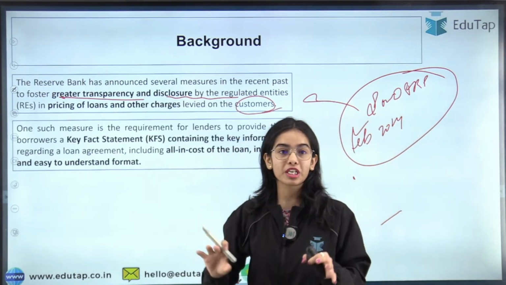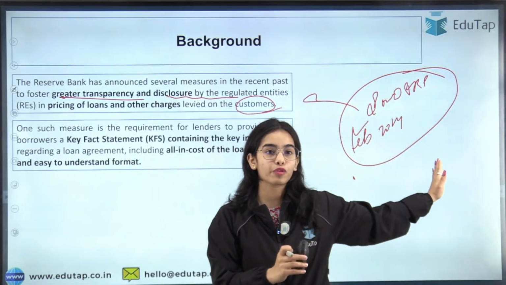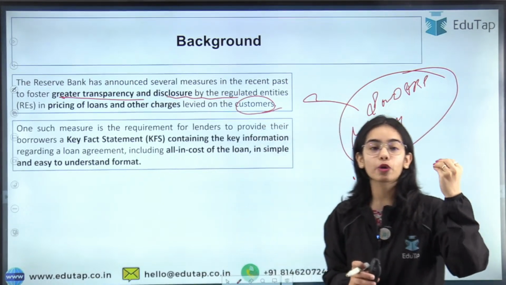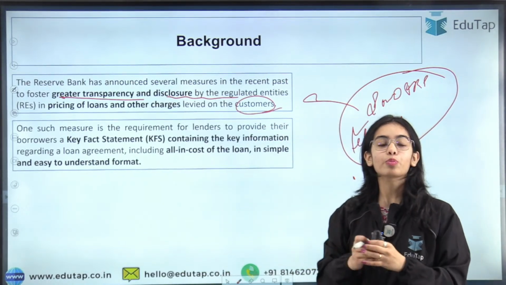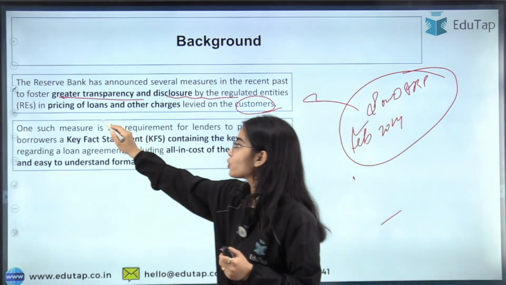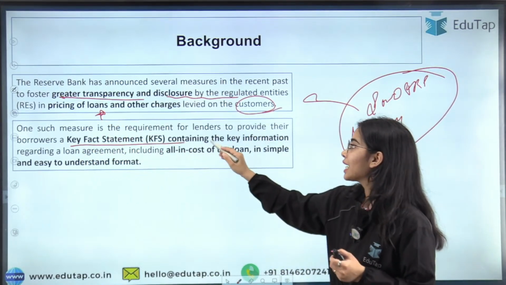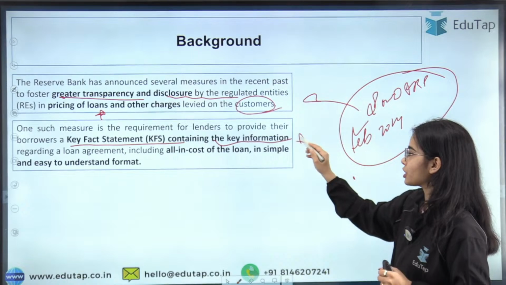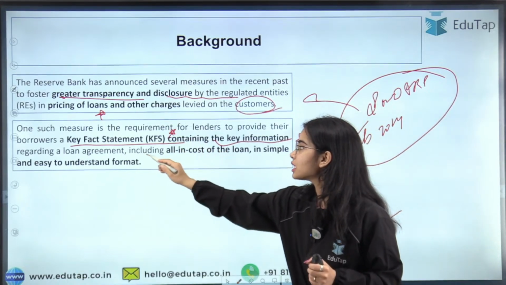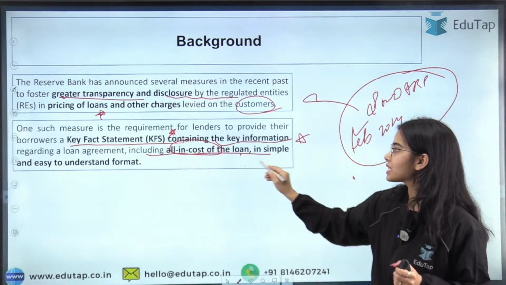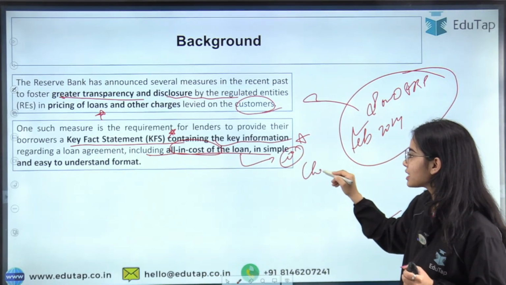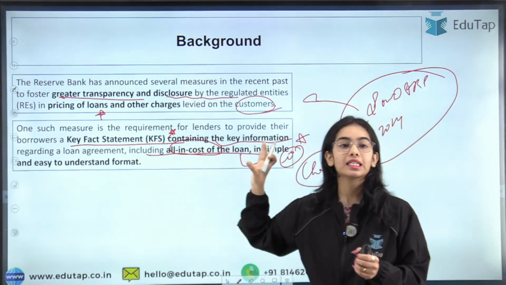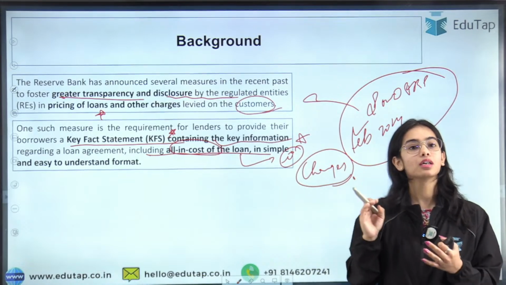Now, one such measure the RBI was thinking of in February 2024: in the statement on developmental and regulatory policies, the RBI said that one such measure to provide greater transparency on the pricing of loans is providing the key fact statement containing the key information regarding the loan agreement. Specifically, this key fact statement includes the all-in cost of the loan, that is the interest rate being charged as well as the other charges being taken by the banks, in a simple and easy to understand format. The key fact statement has to be provided by the lenders.